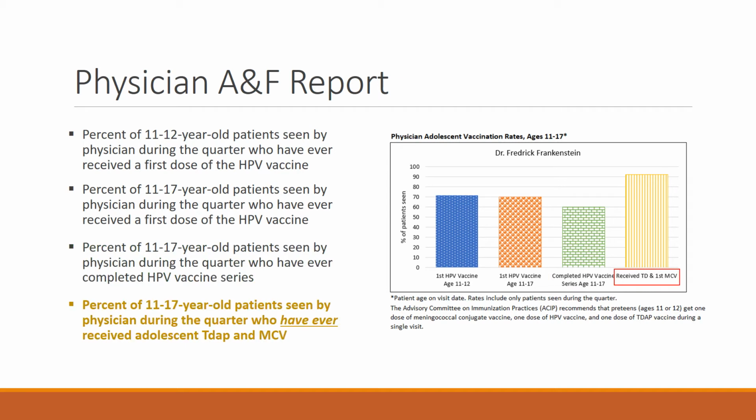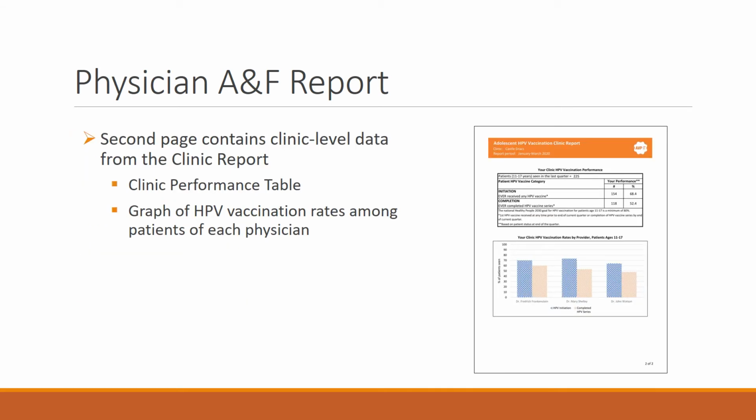And the yellow bar represents the percent of 11 to 17-year-old patients seen by the physician during the quarter who have ever received Adolescent Tdap and MCV4. The second page of the physician report contains the same clinic-level data from the clinic report, including the clinic performance table and graph of HPV vaccination rates among patients of each physician in your clinic.